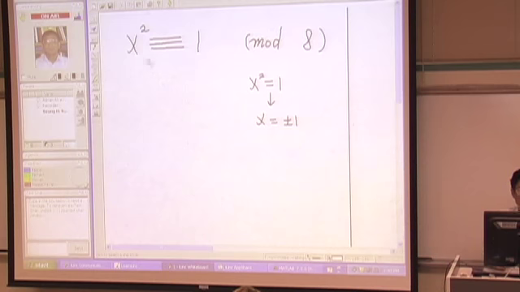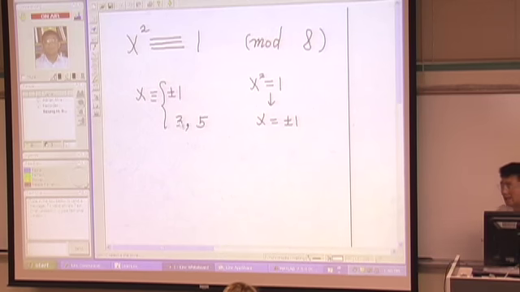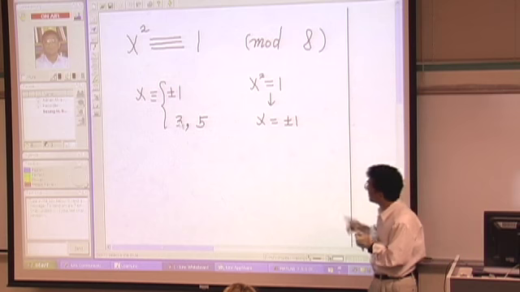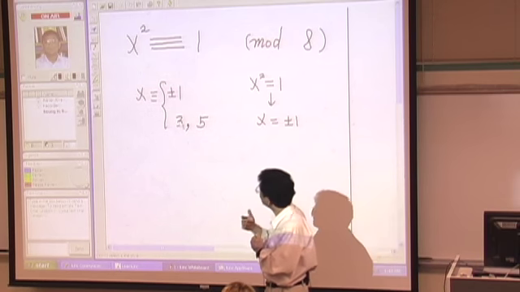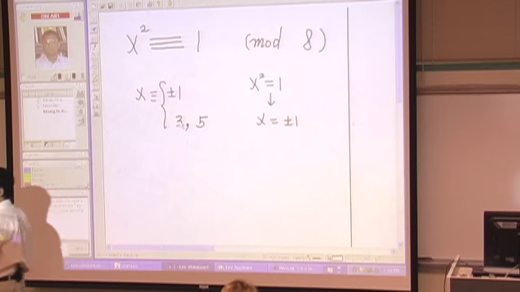For instance, x squared equals 1 is the case. Then, of course, these work. But will these be the only solutions? No. In addition to these, for instance, 3 will work, right? And 5 will work. Why? 3 squared is 9. 9 o'clock and 1 o'clock are the same, right? 5 squared is 25. 25 o'clock and 1 o'clock are the same.